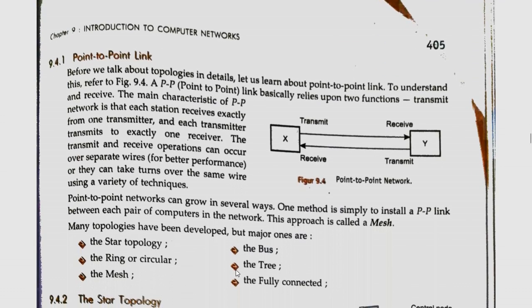Point to point networks can grow in several ways. One method is simply to install a PP link between each pair of computers in the network. This approach is called a mesh. Whenever you are creating a PP link or point to point link, you are moving over to the approach that is called the mesh. Many topologies have been developed, but the major ones are star topology, ring, mesh, bus, tree, and fully connected. So these are the different types of topologies which we can discuss.